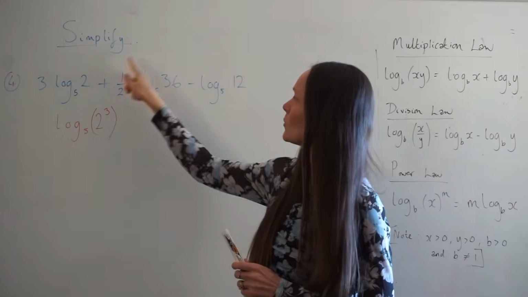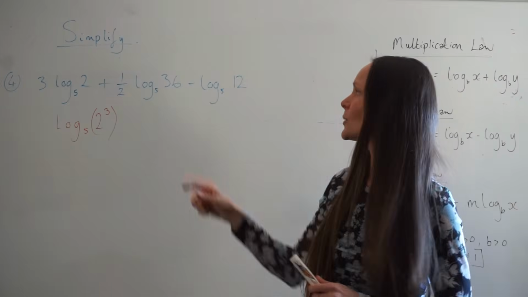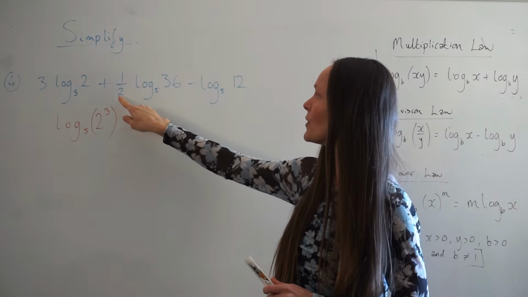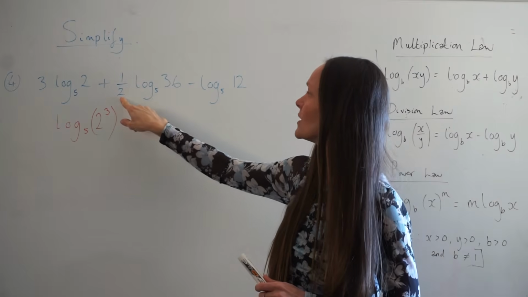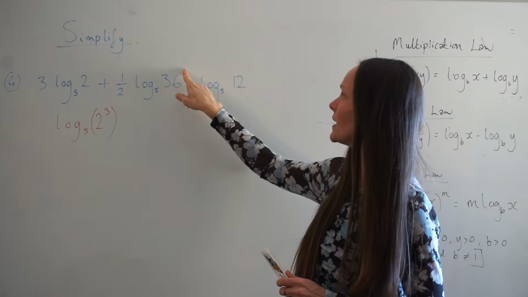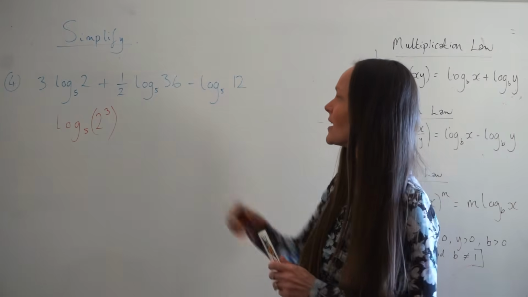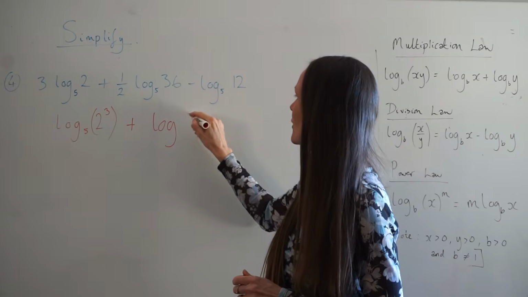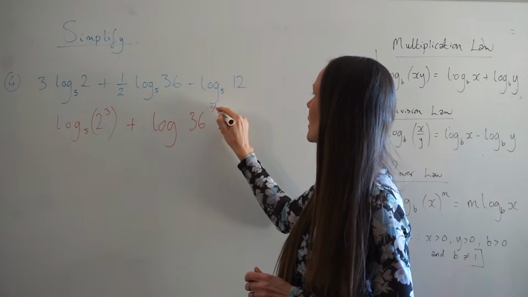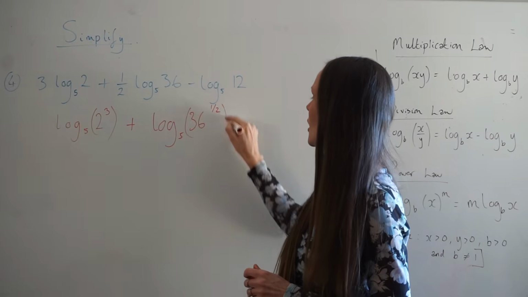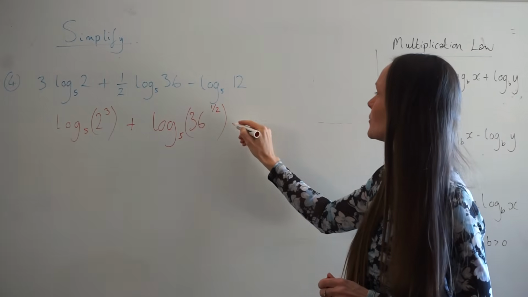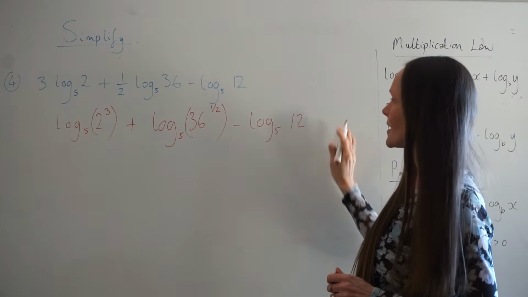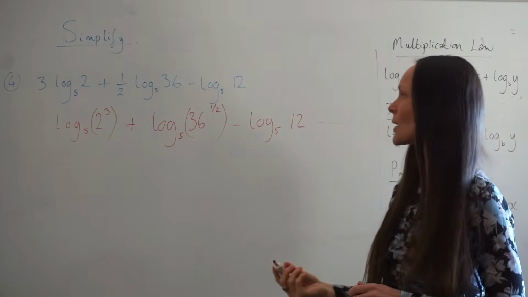Again, with the second one, we're going to be using the power rule because we're multiplying this log by a half. So this number here, positive half, is going to become the power here on the 36. So it's going to be rewritten as log 36 to the power of a half base 5. And then finally this term here, I'm just going to leave it as it is for the moment. So I'm showing my working out really clearly step by step.